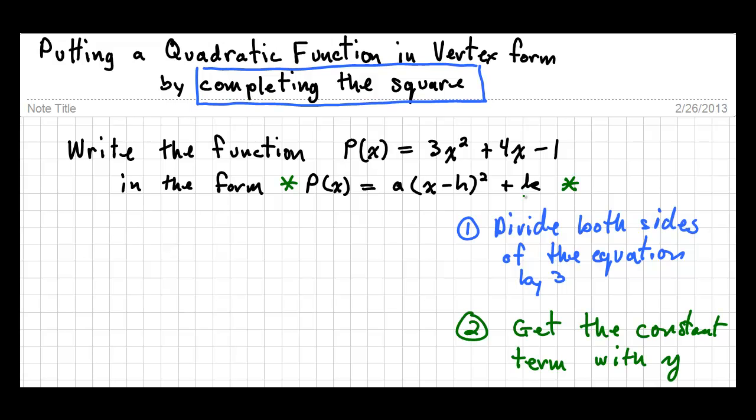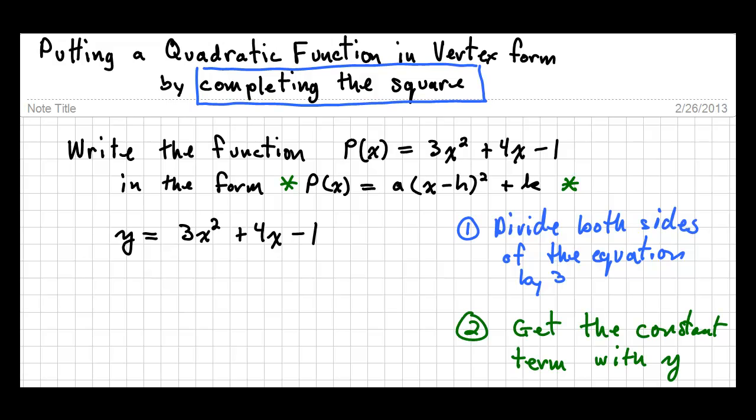So the first thing I'm going to do is rewrite this. Instead of p of x, for simplicity's sake, I'm just going to call it y. So we've got y equals 3x squared plus 4x minus 1. Now we want to put that in the vertex form, and we're going to do something called completing the square.